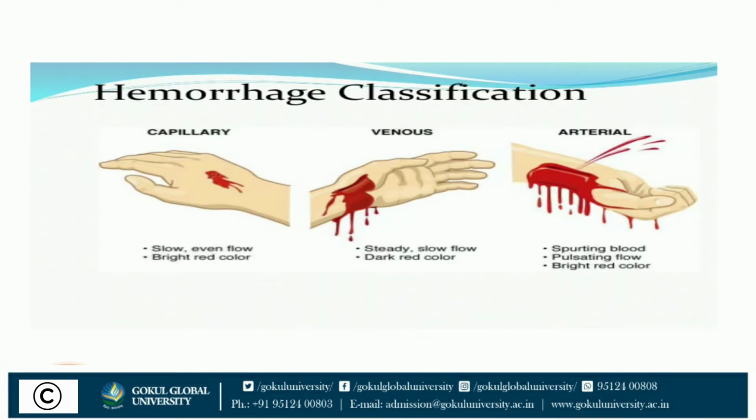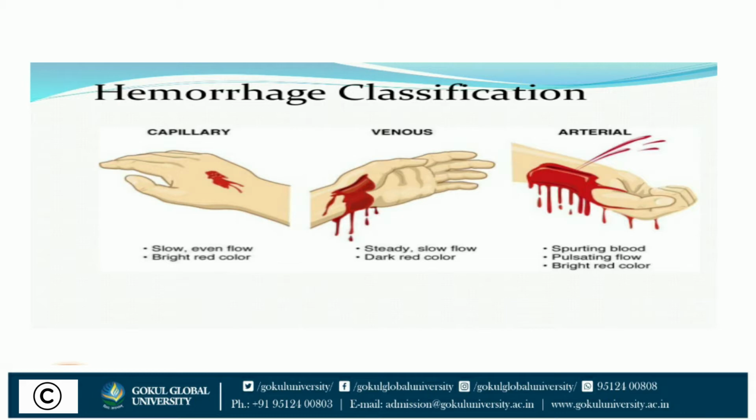In this diagram you can see the hemorrhage classification: first capillary, venous and arterial. Capillary: slow, even flow, and the color will be bright red. In short, if there is a cut of a capillary, then the bleeding will be slow, and the color will be bright red.